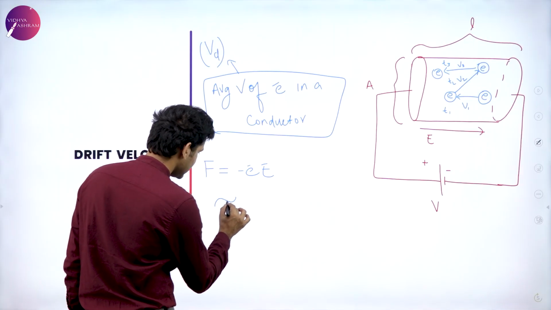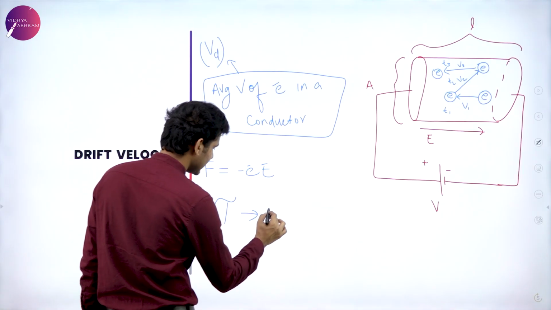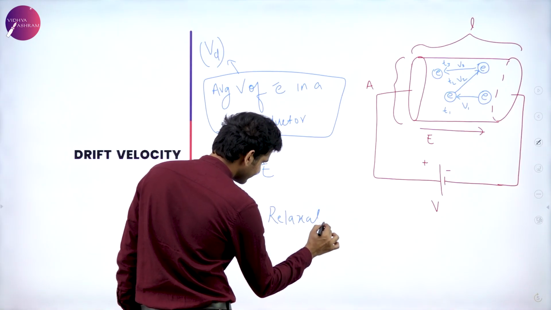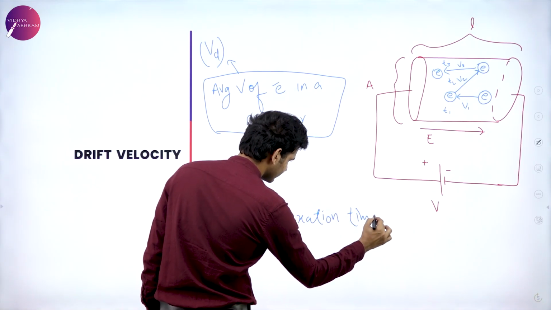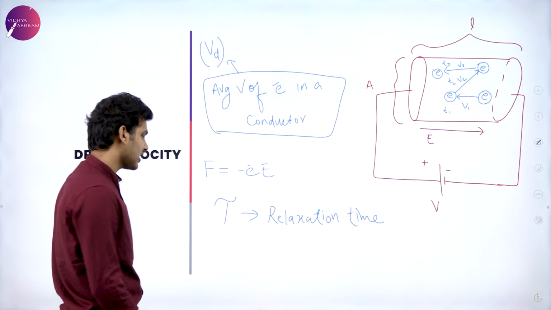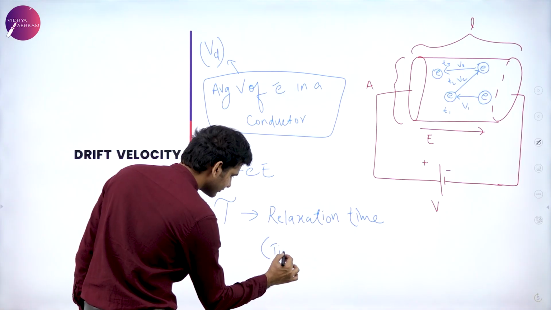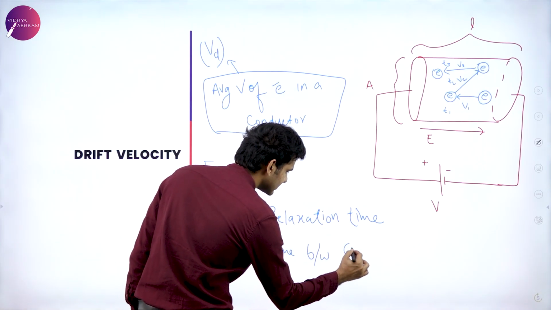So we can say tau is known as relaxation time. This is known as relaxation time tau, and tau is nothing but the time between collisions.